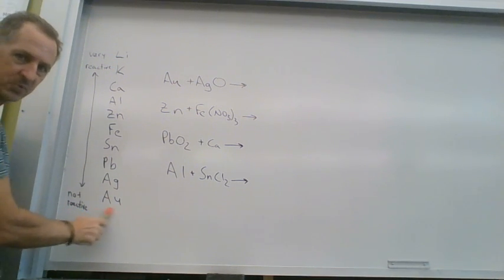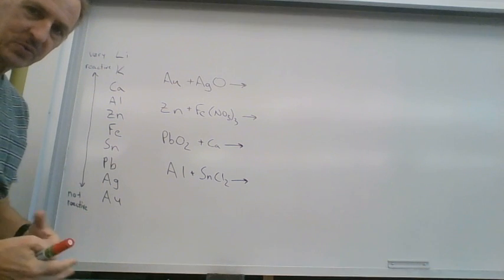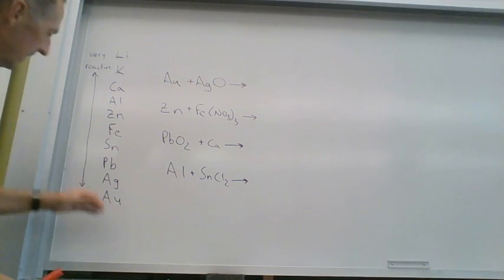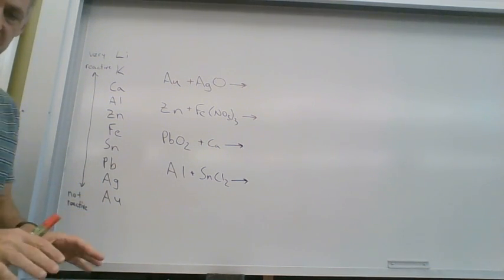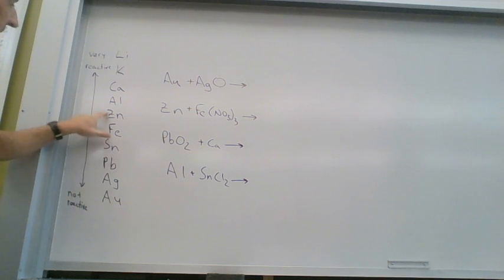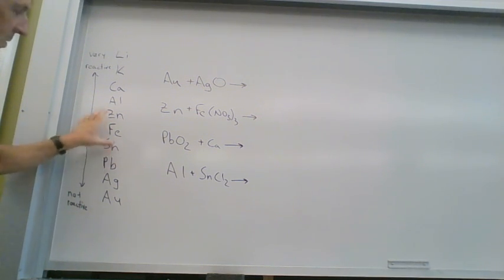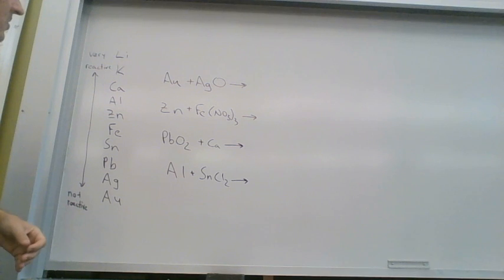Gold is one of the least reactive things. That's why it's good for jewelry. It doesn't react with the skin. Silver is also good for jewelry. It doesn't react with the skin, but if you start getting jewelry made with some of these other metals in it, you might start having some reactions there.